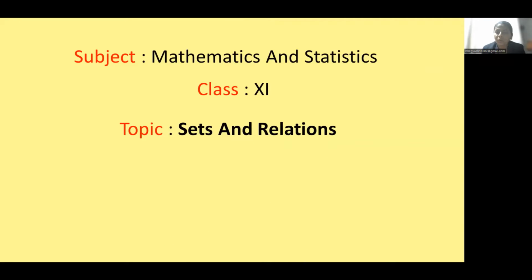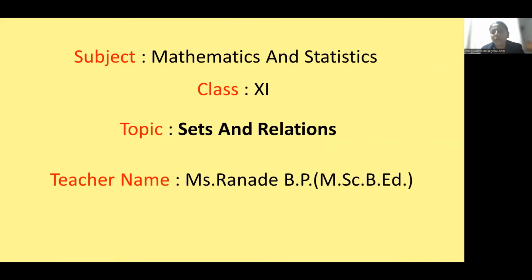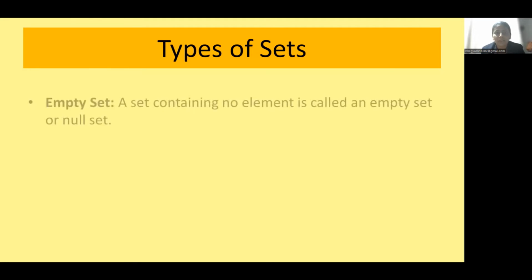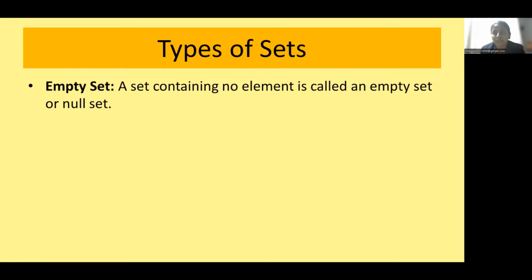Today we are going to study the second lecture of the topic Set and Relation. In the previous lecture, we have studied the history of set, definition of set, representation of set, Venn diagram, and all these points. In this lecture, we are going to study types of set and operations on set. First point is types of set.